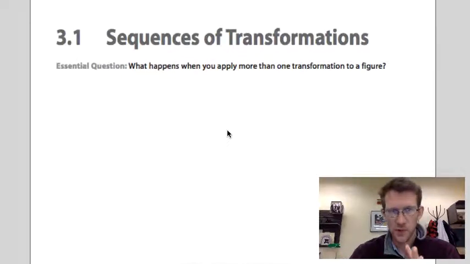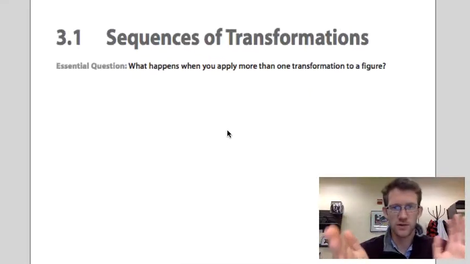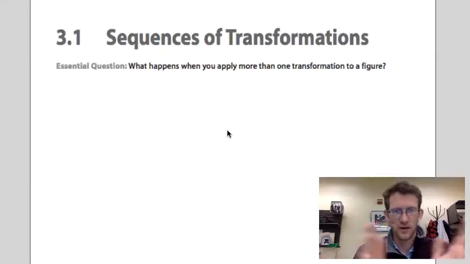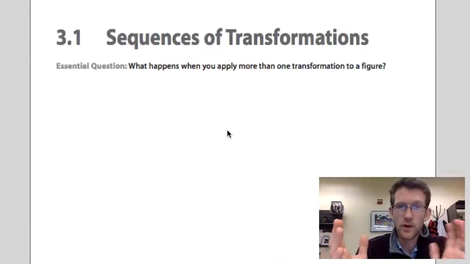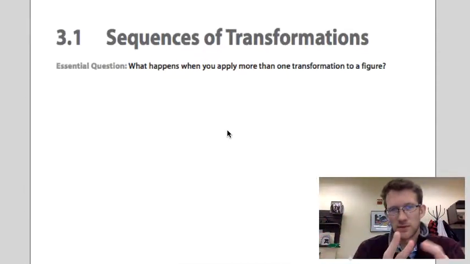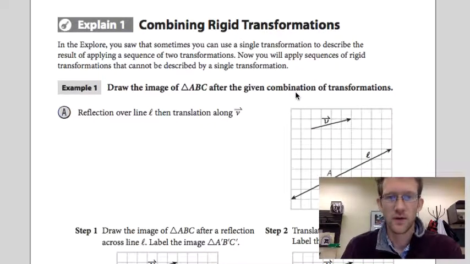Today we're doing 3.1, sequence of transformations, and essentially you guys have done this stuff before. These are just our basic transformations. So we have translation, rotation, reflection, but we're going to sync them up in series, so we'll do maybe 2 or 3 of them at a time, or at least one after another. So you'll see some examples here.